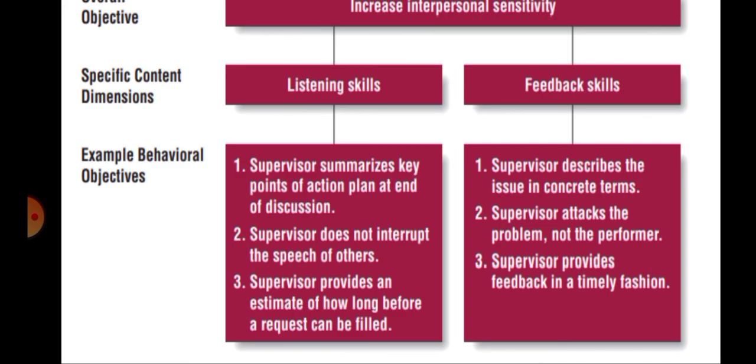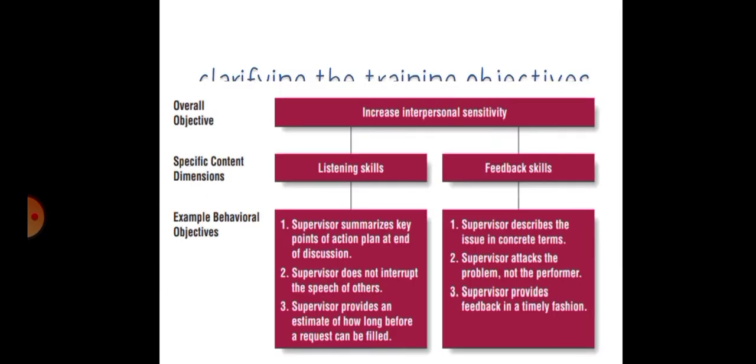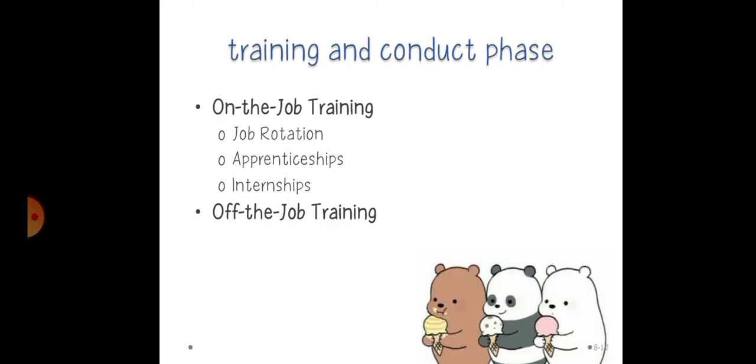So, that is how to clarify the training objectives. Okay. Let's go to the training and conduct phase. Now, the training program that results from assessment should be a direct response to an organizational problem or need. Training approaches vary by location, presentation, and type. So, let's start with the location options. Now, training can be carried out either on the job or off the job. Okay? So, a very common one is on-the-job training.